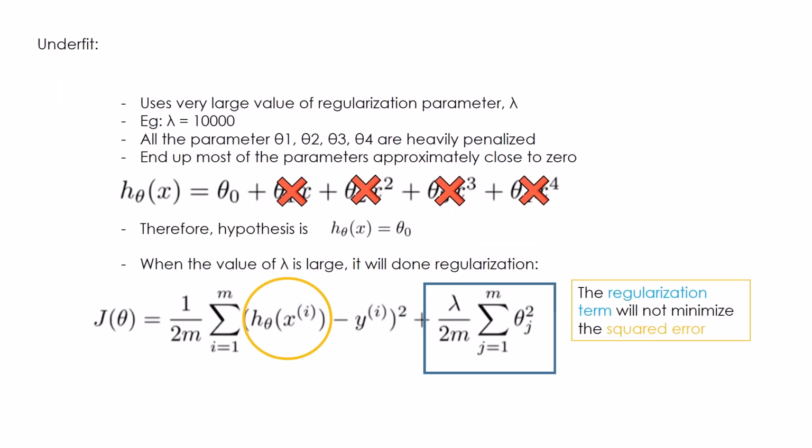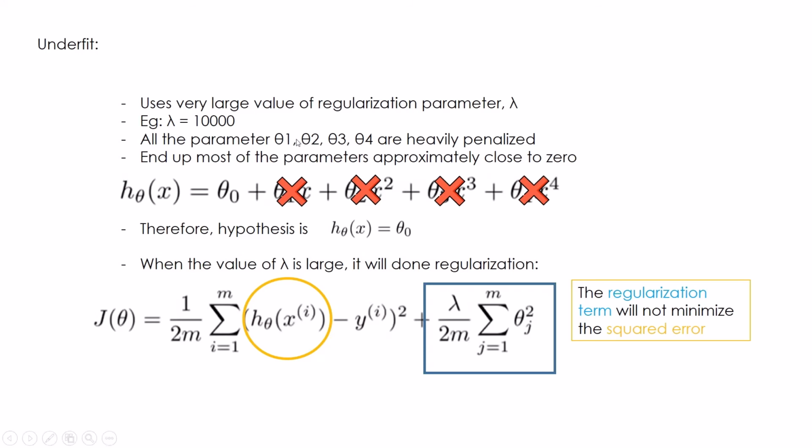Next, I will explain one of the cases, which is underfit. In underfit, it uses a very large value of the regularization parameter, which is lambda, for example, lambda is equal to 10,000. Once lambda is equal to 10,000, all the parameters, for example, theta 1, theta 2, theta 3, and theta 4, are heavily penalized. When penalized, the parameters will end up approximately equal to or close to 0.